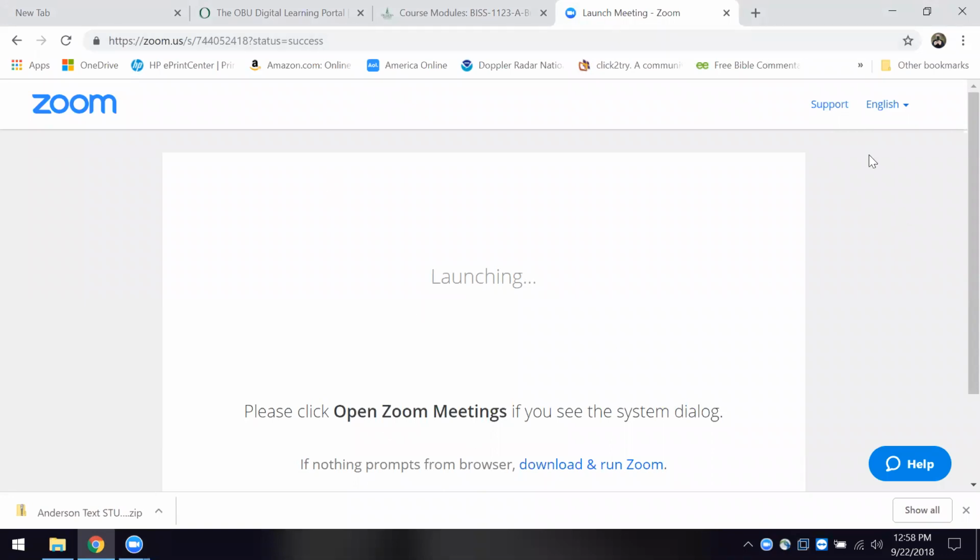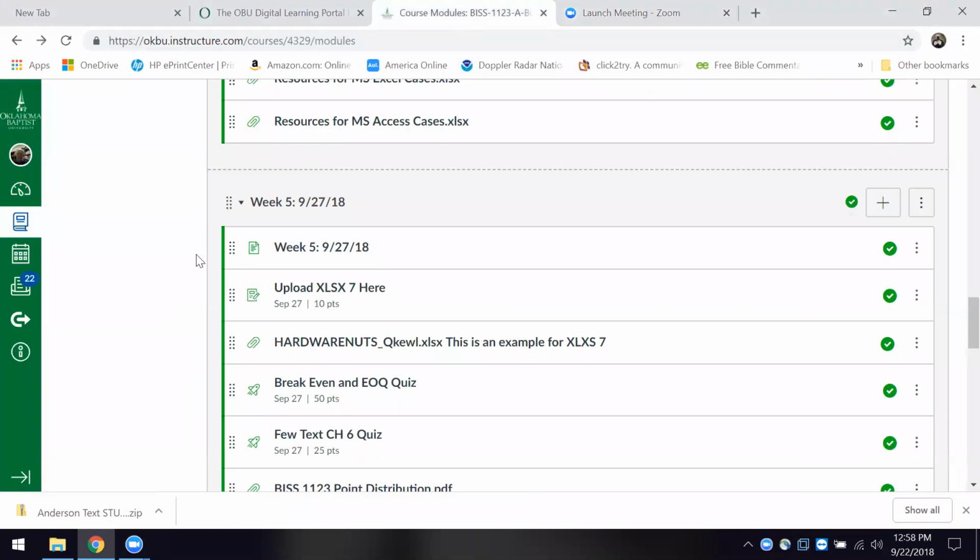This is going to be BISS 1123 Part 2, and I promised that we would cover XLS 7. Now, that one's going to be due on the 27th, but we're going to work ahead a little bit. I've uploaded for you an example of what we'll be using with XLS 7. And we'll talk about that here in just a minute.